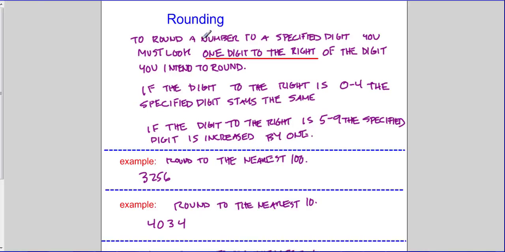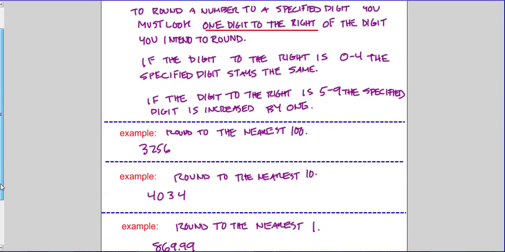So first of all, rounding. To round a number to a specified digit, you must look one digit to the right of the digit you intend to round. If the digit to the right is 0 to 4, the specified digit stays the same. If the digit to the right is 5 to 9, the specified digit is increased by 1.